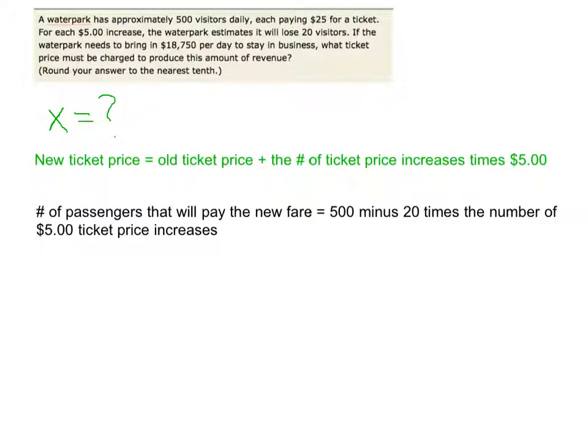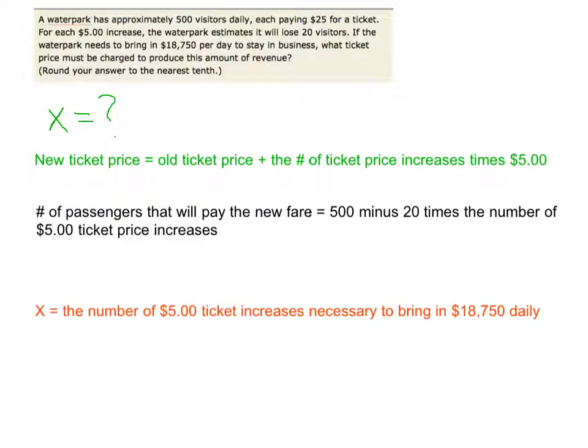First, we want to ask ourselves, what should x equal? Now, after reading this problem, we know that the new ticket price is equal to the old ticket price plus the number of ticket price increases times $5. We also know that the number of passengers that will pay the new fare is equal to 500 minus 20 times the number of $5 ticket price increases.